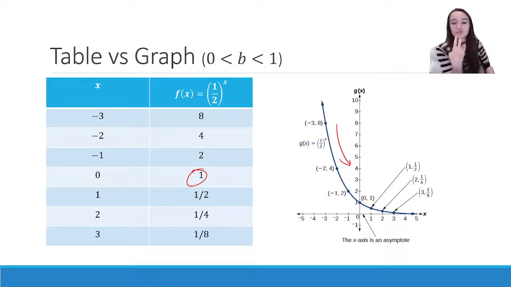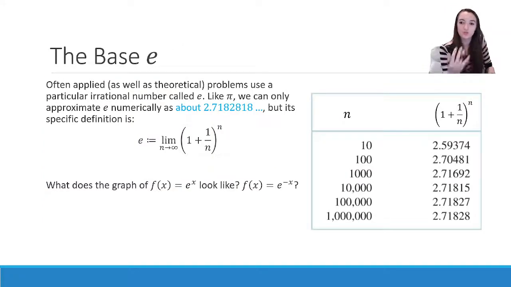Now the last thing that we need to define before we get to how we really graph these functions is the base e. So this is a very important defined number for us. Often applied as well as theoretical problems use a particular irrational number that we call e. e stands for Euler's number. Euler, yes, does start with an E. It's the mathematician who studied the number. So e for Euler. But like pi, we can only approximate e numerically as about 2.7182818 and so on.